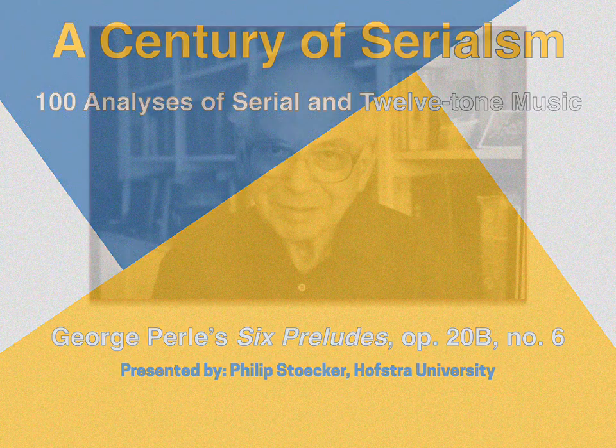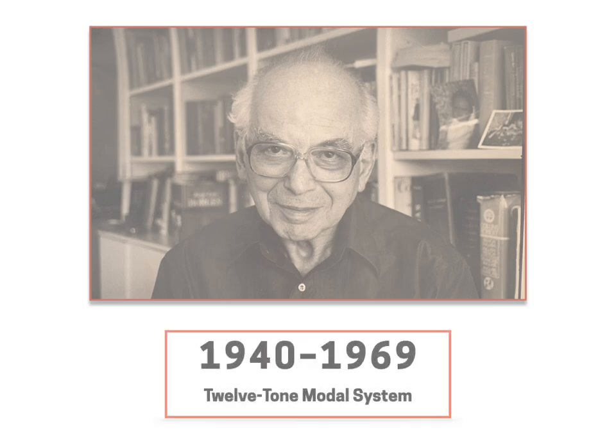The American composer George Perle composed nearly 130 works and wrote for chamber ensembles, solo instruments, voice, and orchestra. In 1940, Perle began composing works using his own unique 12-tone modal system and used this method in the music he wrote for the next 29 years.